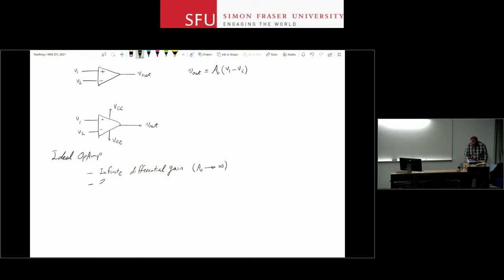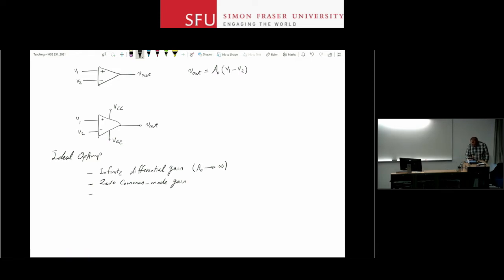What is the second requirement? It has zero common mode gain. So what does that mean? It means that if V1 and V2 are equal, if they have the same potential on them, common mode signal, that is the op-amp gain for that common mode signal is 0. So it doesn't amplify what is common between the two signals, it only looks at the differences between them.